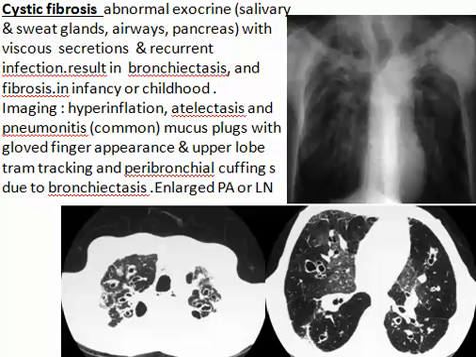Now come to cystic fibrosis. In cystic fibrosis, abnormal exocrine salivary and sweat glands and airways and pancreas with various viscous secretions result in recurrent infection, usually upper lobar. There will be hyperinflation, atelectasis, pneumonitis, finger-like gloved finger appearance of mucus plugs, upper lobe tracking, and peribronchial cuffing due to bronchiectasis. It is associated definitely in bronchiectasis with upper lobe fibrosis.